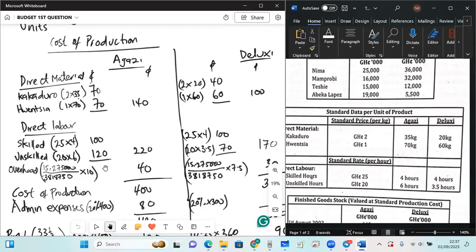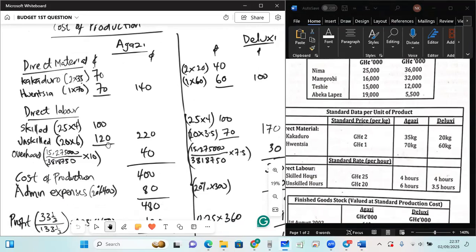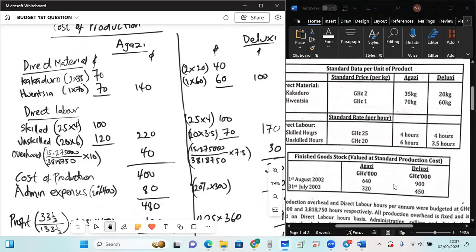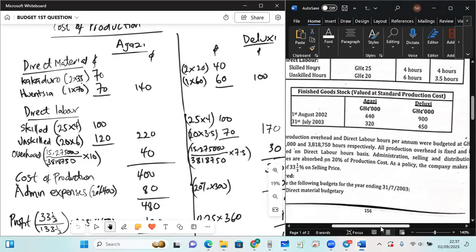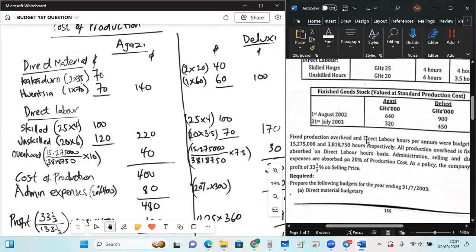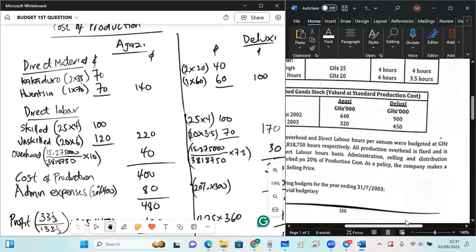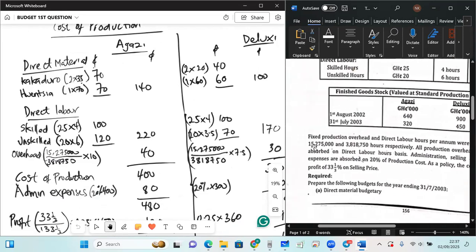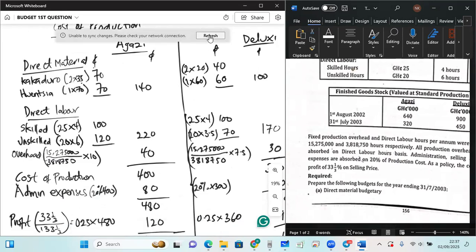Now, if we are to move on to the overhead, remember the cost of production include direct material, direct labor, and then overhead or production overhead. Now, production overhead was given to us. They said that fixed production overhead and direct labor hours per annum were budgeted at 15,275,000, and then 3,818,000.